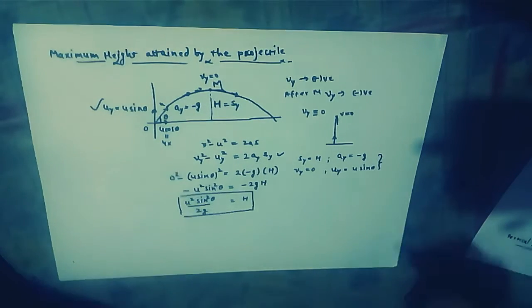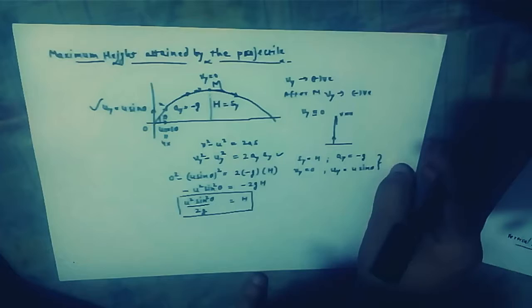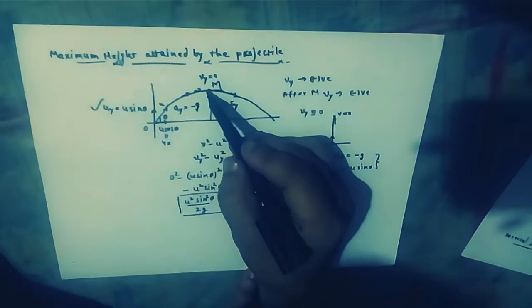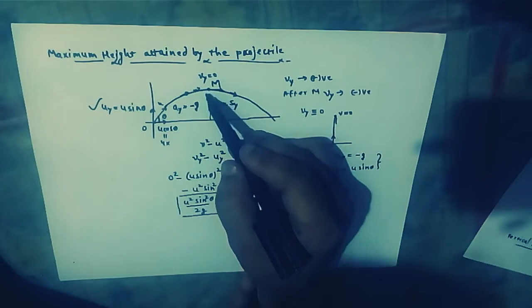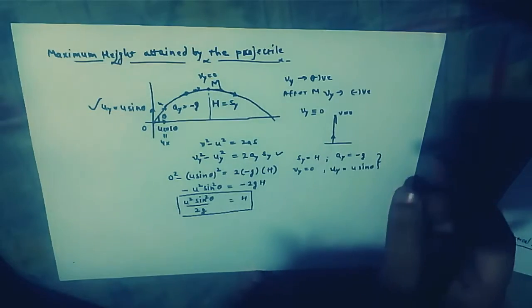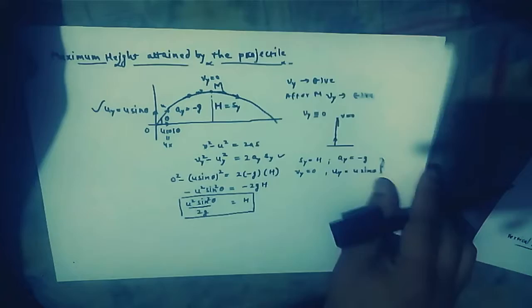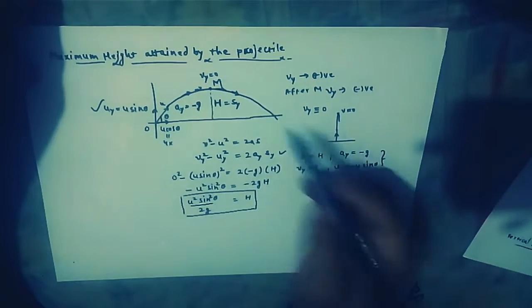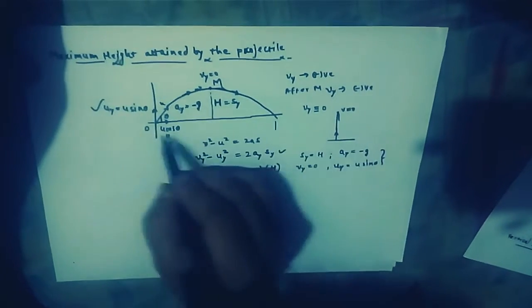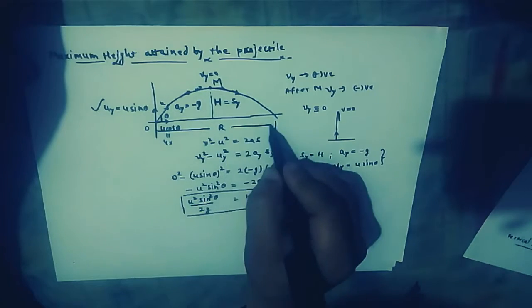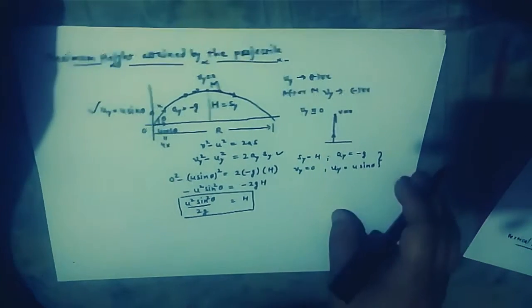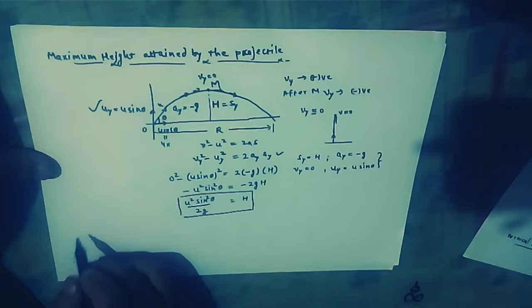So here the basic logic we have applied is that at the maximum point the velocity should be 0 along the y-axis. The vertical velocity should be 0. So that we had applied. Similarly, we will try to find out the range of this projectile. Range is the maximum horizontal distance that it will cover. So by a similar logic, you have to find the range.